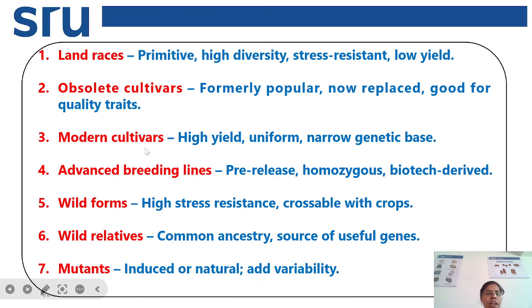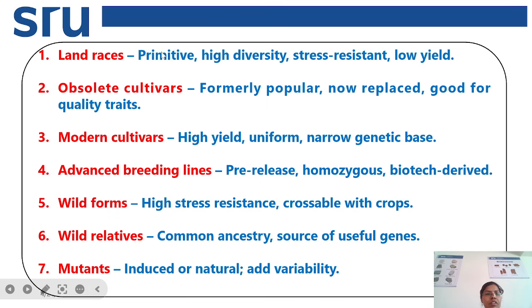And next, coming to modern cultivars, these are the varieties presently being cultivated. Generally, these cultivars will give more yield, and they also have more uniformity. The modern cultivars have a narrow genetic base. If the genetic base is narrow, the cultivars mostly become susceptible to biotic and abiotic stresses.